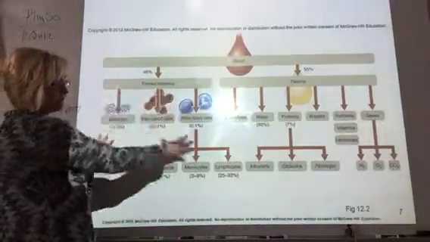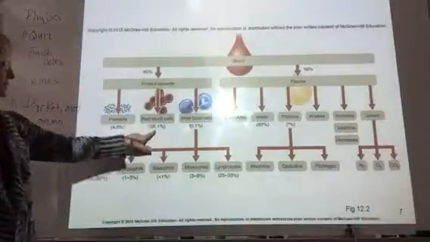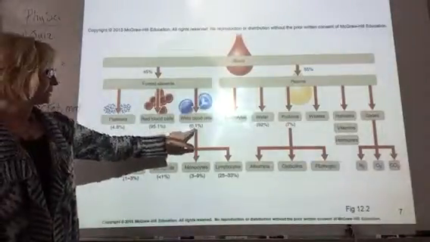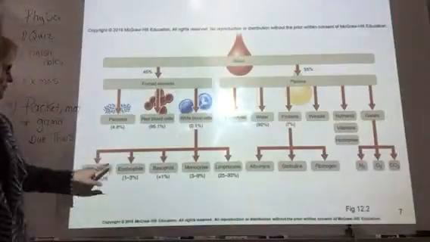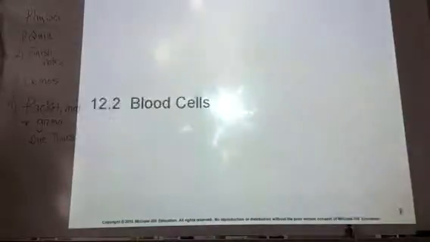My main focus is going to be more of this side of it. So red blood cells, 95%, that's huge. White blood cells, you will need to know the different types of white blood cells, and we will talk about those separately. And I'll stop there.